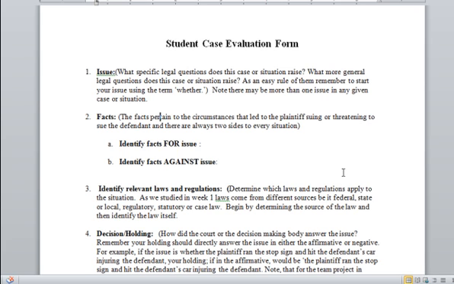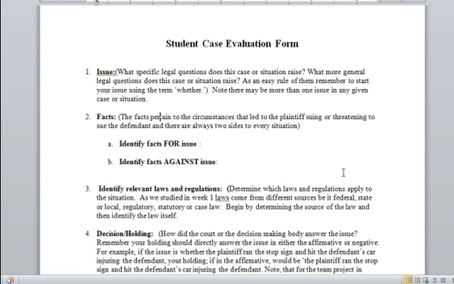and the only way that you can paint a picture is to discuss the facts. Now for this number 2, the facts section, you're not only going to identify the facts for the issue, and when we're talking about for the issue, we mean looking at it for the individual term project from the standpoint of the state. What are the facts for the issue? So what are the facts that are going to support the state's position? The facts against the issue are what facts go against the state's case.